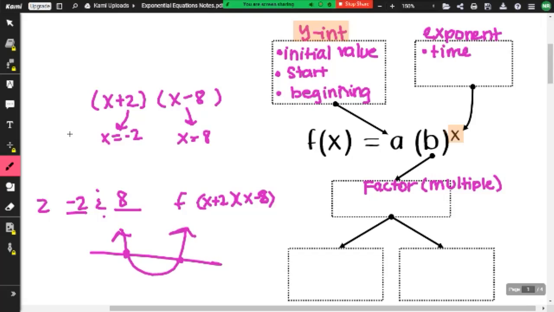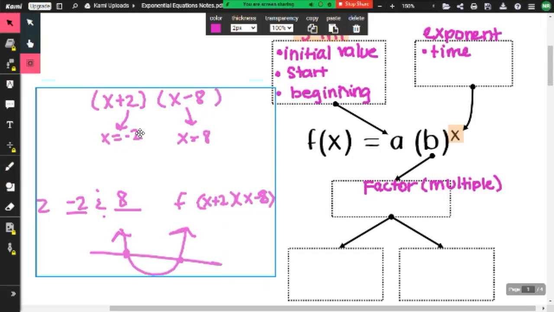The factors, that doesn't mean I multiply these two numbers to get the zeros. No, your zeros is after you solve. You're multiplying these binomials to get the equation of the parabola. Factors are your multiple, okay? Factors are your multiple. Learn the difference.